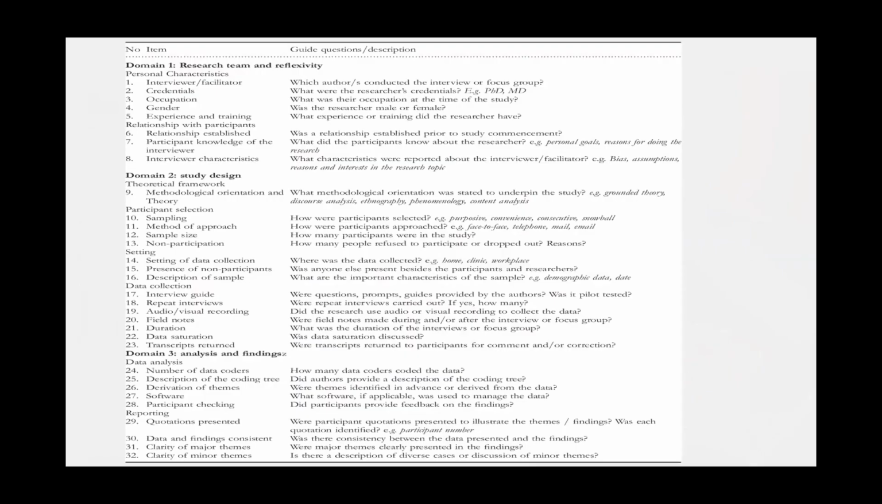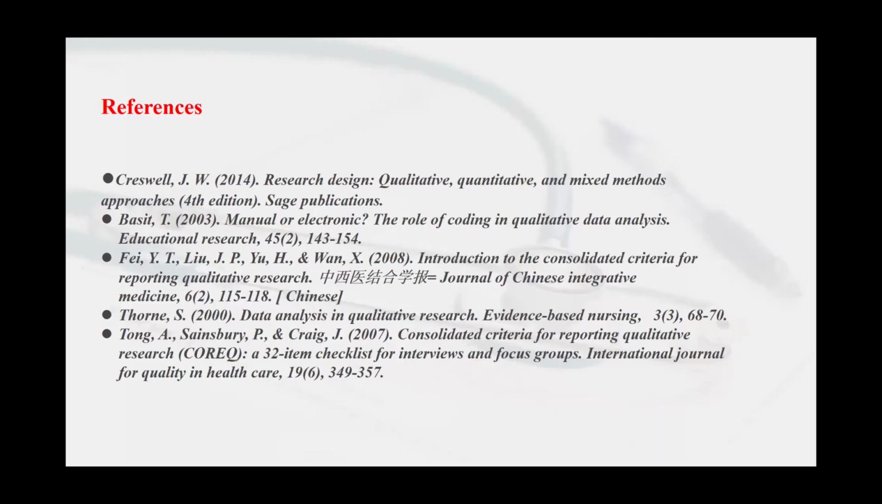Tong and his associates published the criteria for reporting qualitative studies. It includes 32 items along the three domains: research team, study design, and data analysis. It is very critical to address those that are applicable to a research design. You don't have to address all 32 items, but find those items that are applicable to a study and address them in your reports. Fei and his associates translated it and applied it in the China setting. So you can find Fei's article in the reference list.